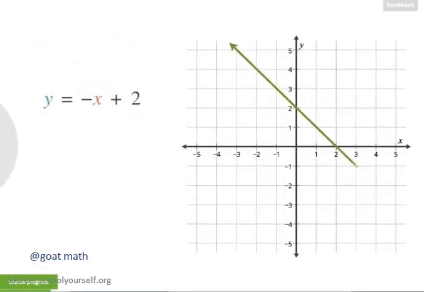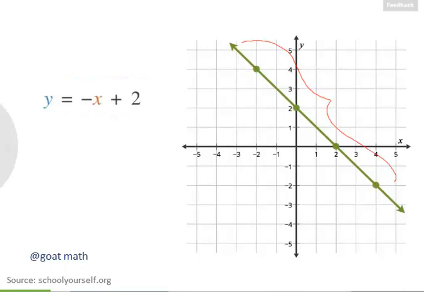Excellent! So here's the graph for the equation y equals negative x plus 2. So for every point on this line, its y-coordinate is equal to -1 times the x-coordinate plus 2. Now suppose instead of y equaling -x plus 2, we say y is greater than -x plus 2. Where on the graph are the solutions to this inequality?